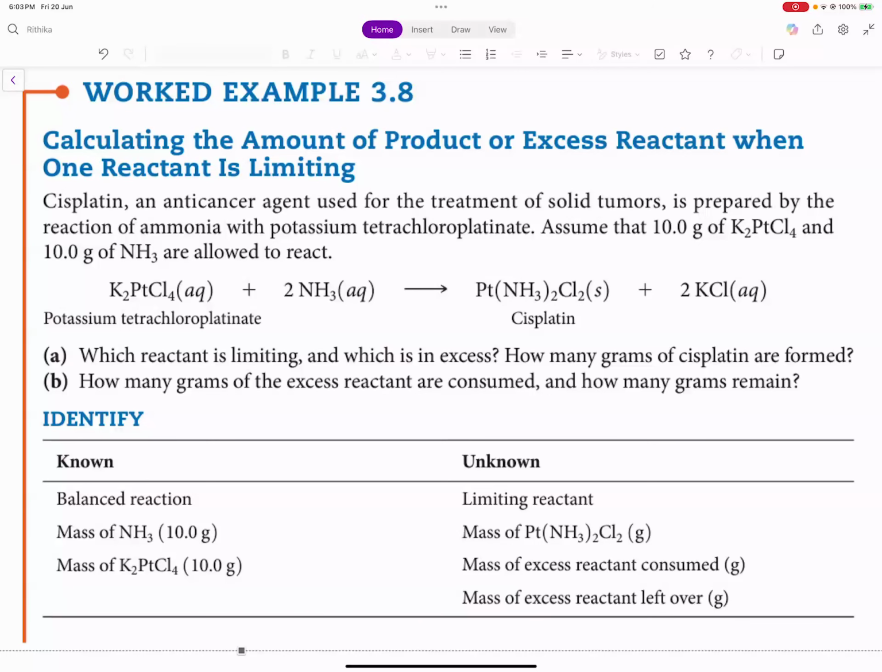So for moles of potassium tetrachloroplatinate, I got 0.255. No, no, I just want the final answer and then you can check. Don't worry. That is why you are asking me, huh?